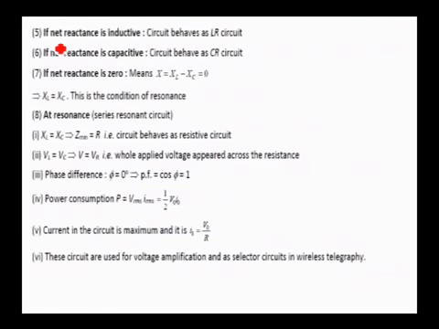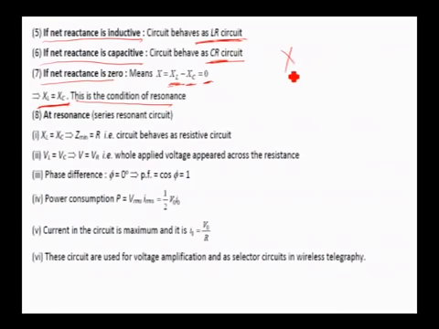Now, what if there is only inductive reactance? We have no capacitor, this is the LR circuit. What if the reactance is only capacitive? We have only the CR circuit. What if the net reactance is 0? That means XL and XC, if both are the same, the net value will become 0. When XL and XC are equal, that is the condition of resonance.